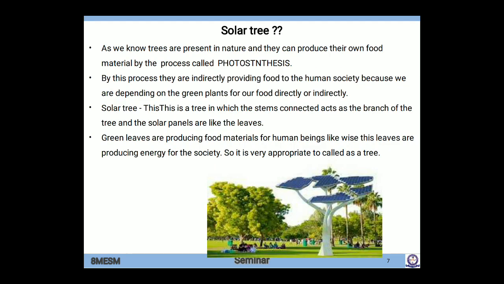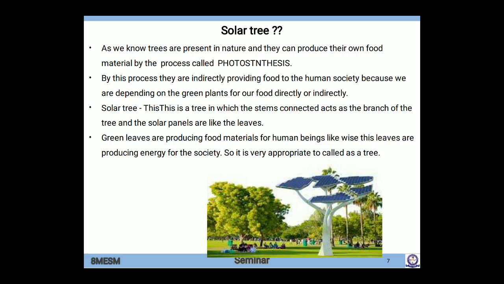Solar tree. The solar tree is comparable to a normal tree. As we know, trees are present in nature and they can produce their own food by the process called photosynthesis. You all know the process of photosynthesis of trees which are present in our daily life. They play an important role in human beings' daily life. By this process, they are indirectly providing food to human society because we depend on green plants for our food directly or indirectly.